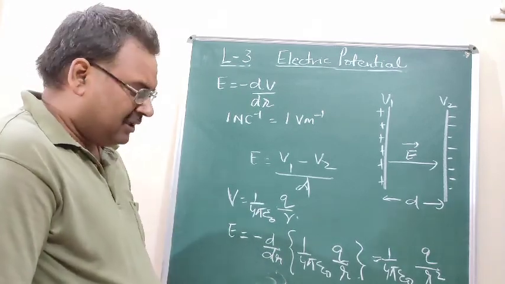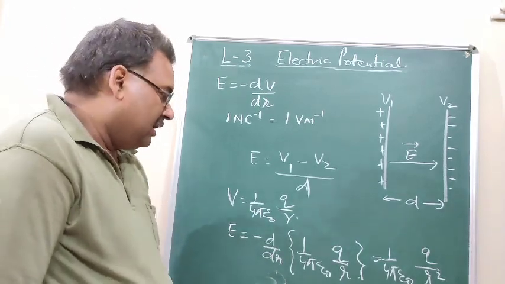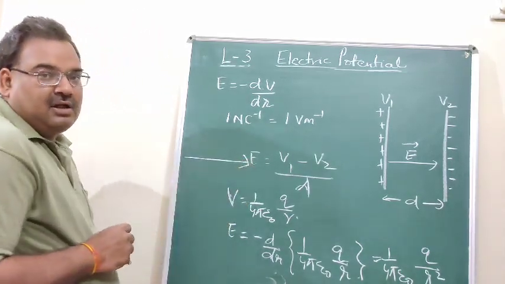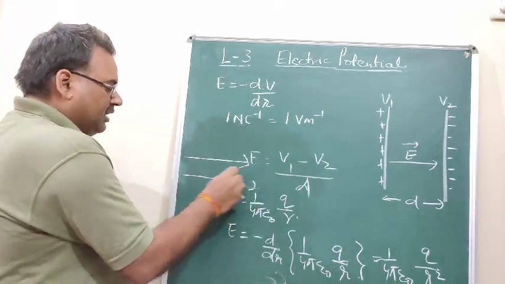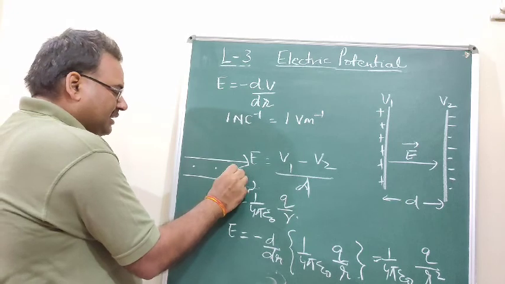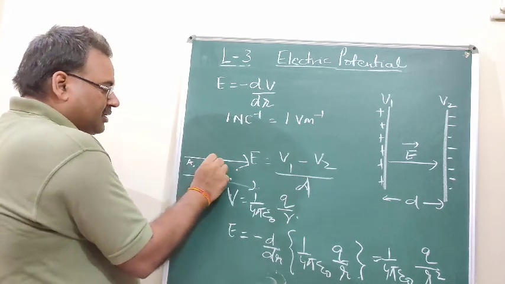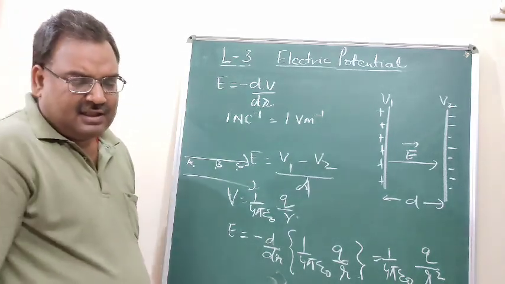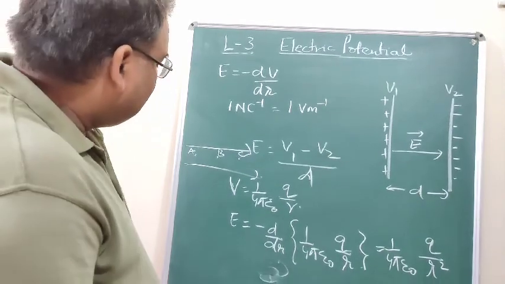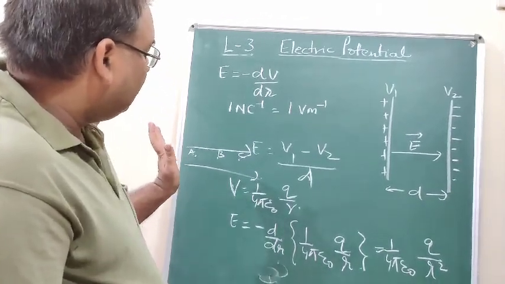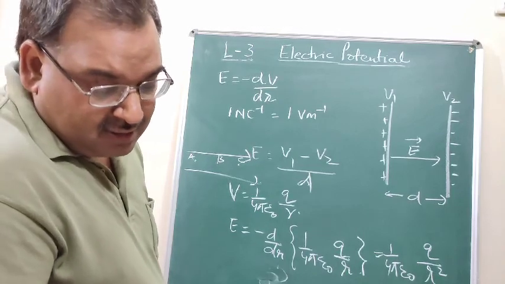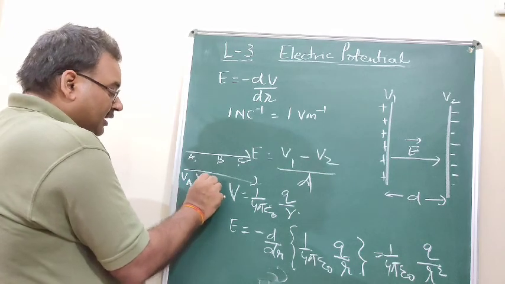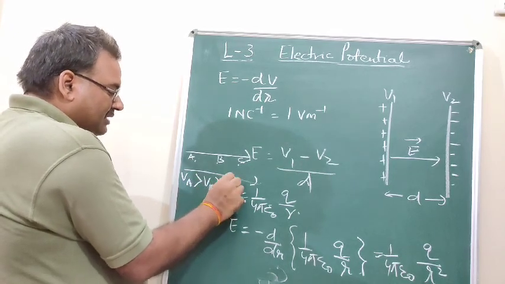Then another very important thing that I would like you to know: suppose the electric field intensity is in this direction and there are 3 points A, B and C. This is point A, this is point B, this is point C. We have to find the electric potential in ascending or descending order, that is, which point will have the highest potential and which the least. So potential at A is maximum and least is at C.